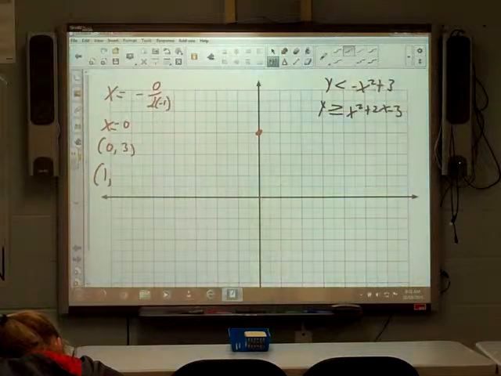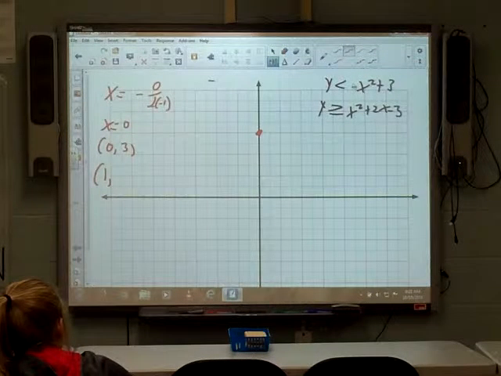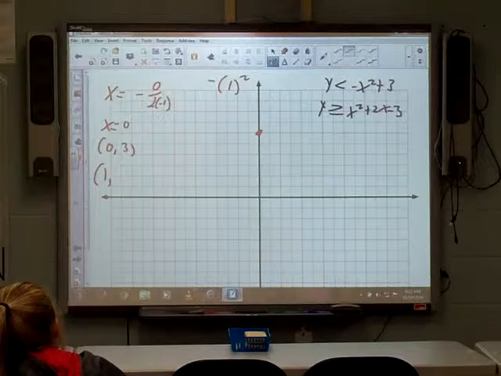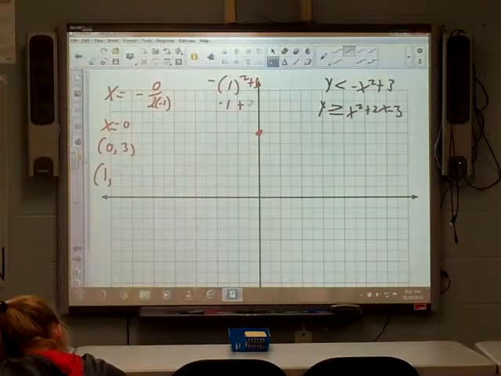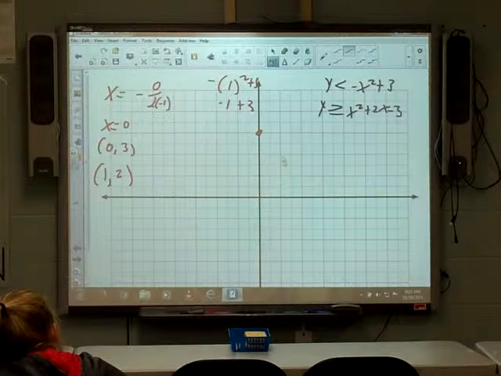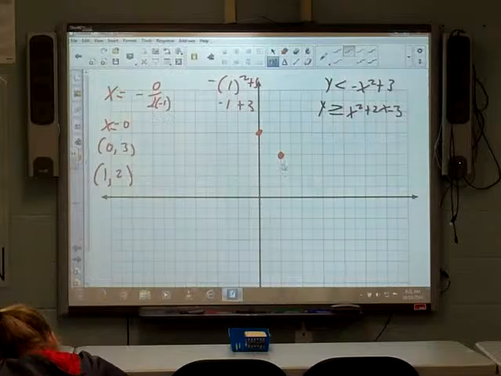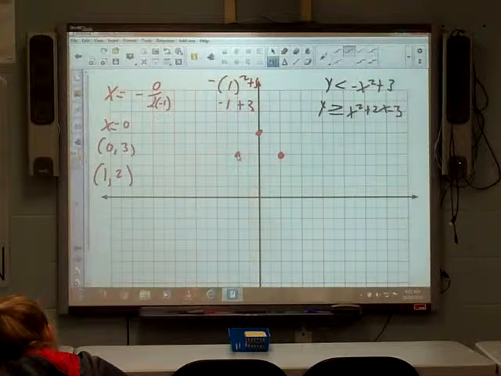So I'm plugging a 1 into this first inequality here. So it'll be negative because it's got a negative. 1 squared plus 3. 1 squared is 1. Then you make that negative and then plus 3. That gets me a 2. So I'll go over 1 and up 2. Okay, that's 1 away from the axis of symmetry, so I'll go 1 away on the other side.